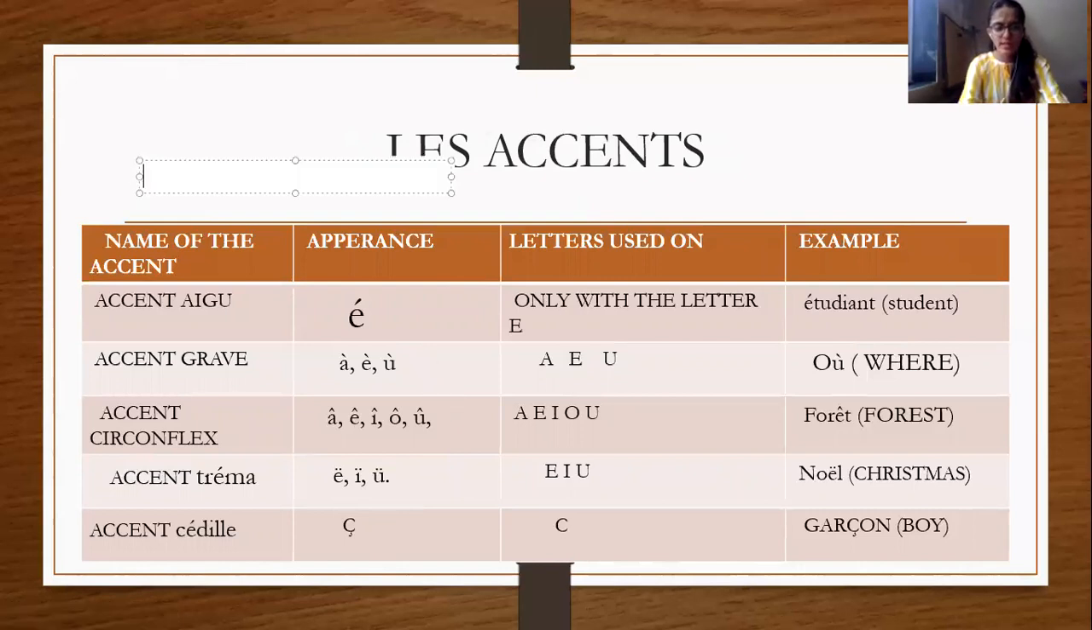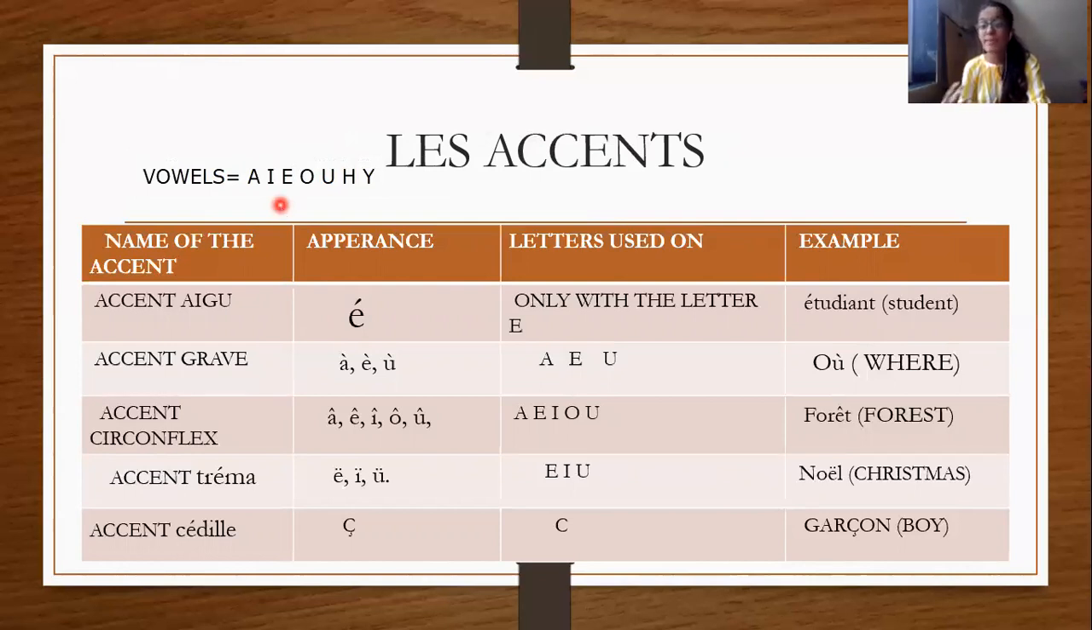So, the vowels in French are A, E, I, O, U, H, and Y. H and Y are also vowels in French, but they are silent vowels. Now, you would be wondering what are silent vowels. Silent vowels are vowels that are not applicable for certain rules. In French, vowels have certain rules, and out of which H and Y are not applicable. One great rule is les accents.